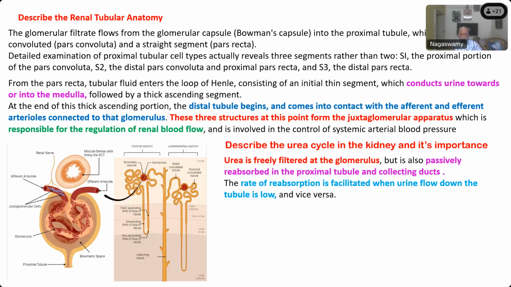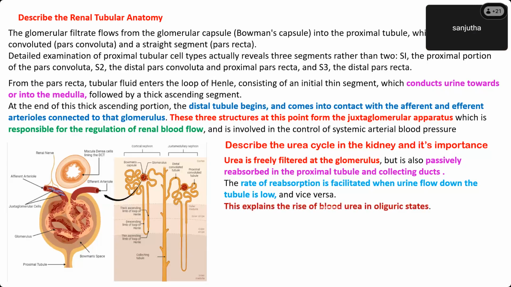So when your blood urea level goes high up, what is the condition you call that as? Uremic or pre-renal azotemia, isn't it? So it indicates hypovolemia, or low volume in the blood. It is an oligemia or oliguric state.